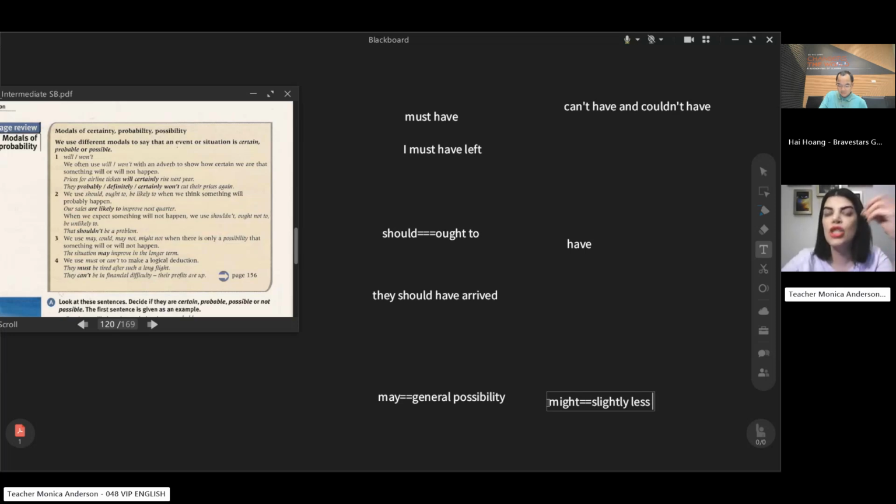Could, again, is used to express a general possibility. For example, this could be the solution. So again, I'm offering something. This could be the solution. So again, for possibility, it can be. And we can say may, might, could.